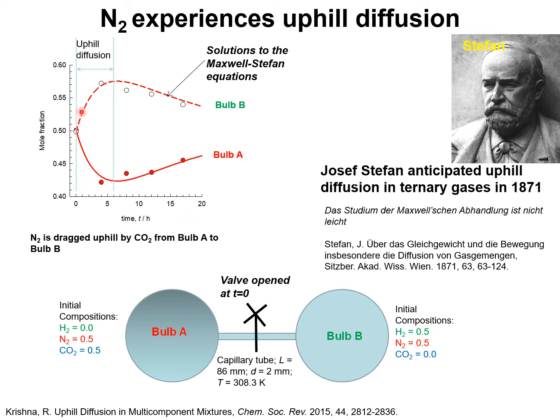the approach to equilibrium in bulb A to exhibit a minimum and in bulb B to exhibit a maximum before eventually they equilibrate to the same compositions. In the time interval between 0 and 6 hours, we experience the phenomenon of uphill diffusion for nitrogen.